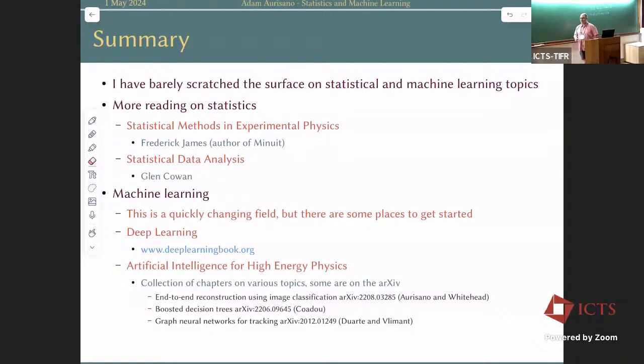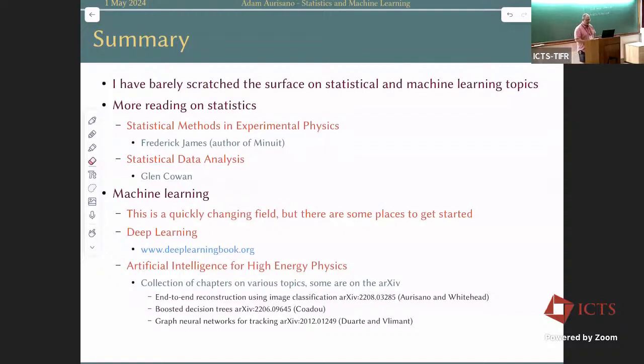For machine learning, it's harder to recommend anything because this is a rapidly changing field. Neural networks pretty much died out by the 80s. Boosted decision trees were really big in the 90s. Then in 2012, neural networks came back with a fury with the deep learning revolution. As you see on the news, every day people come up with new discoveries in machine learning, so it's very hard to keep up with.